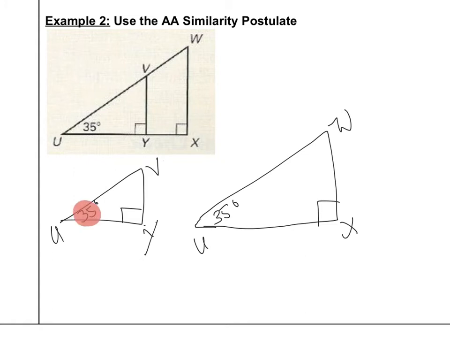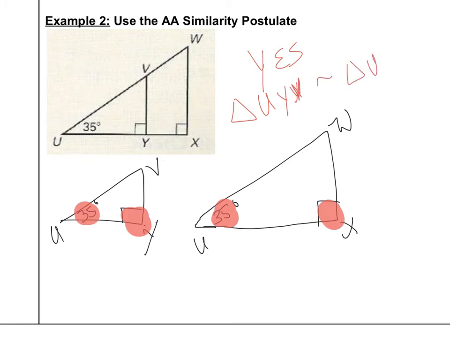We've got angle U, and then a 90 degree angle here with Y and a 90 degree angle here with X. So do we have two sets? Yeah, we do. So this would be a yes. So you would say triangle UYV is similar to triangle UXW.